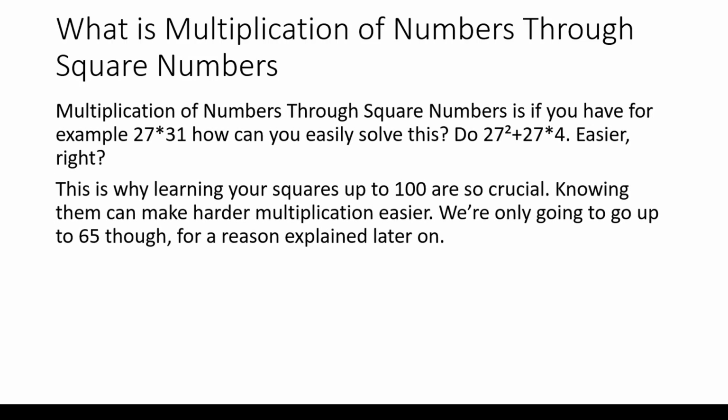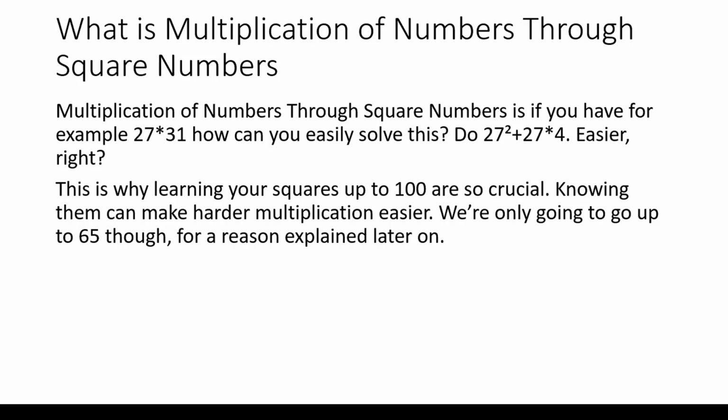But without any further ado, what is multiplication of numbers through square numbers? Multiplication of numbers through square numbers is if you have, for example, 27 times 31. How can you easily solve this without using column method? Do 27 squared add 27 times 4, which should make it easier. Because if you know 27 squared, you don't have to do 27 times 27. You just know 27 squared is, say, 459. I know it's not, that's just a random number I've made up. And then you can just do 27 times 4, which is obviously going to make it a lot easier.